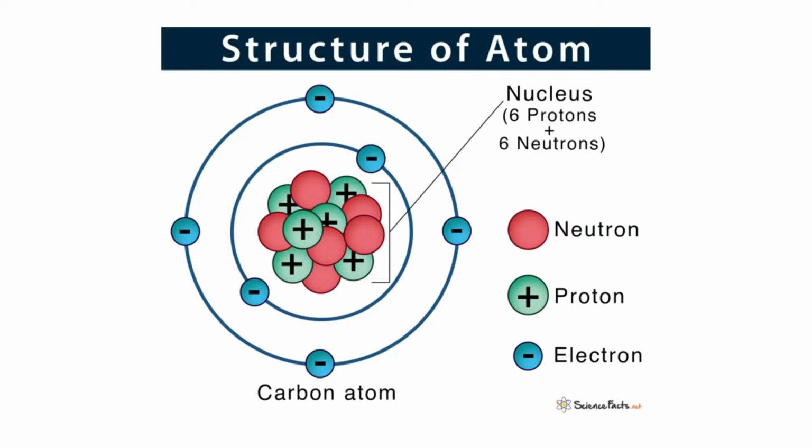Here is the structure of the atom. An atom has a nucleus, and that nucleus is surrounded by energy levels. Another word for energy levels would be orbitals or energy shells. In the nucleus, you will find the proton and the neutron. And outside of the nucleus, you will find the electrons. The electrons can be found in the energy levels.